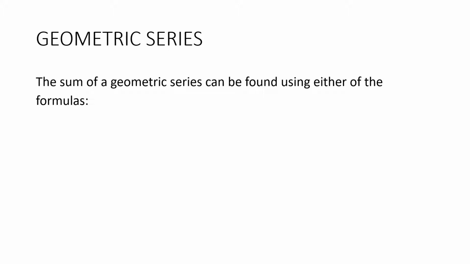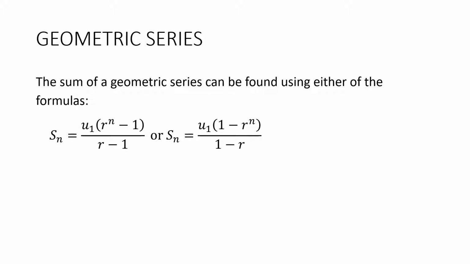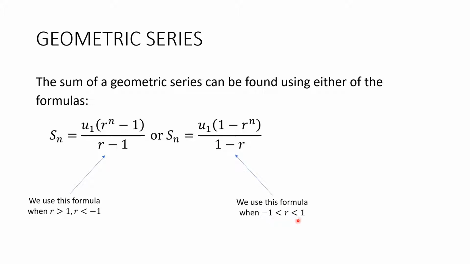Now the sum of the geometric series can be found using either of these formulas. So it's either like this or it is like this. And you can see the only difference is whether the r's are at the beginning or at the end. And we use this formula if r is bigger than 1 or less than negative 1. And we use this one if it's a fraction, basically in between negative 1 and 1. And that'll just help you with negatives. It's not really that important. You can use either formula.